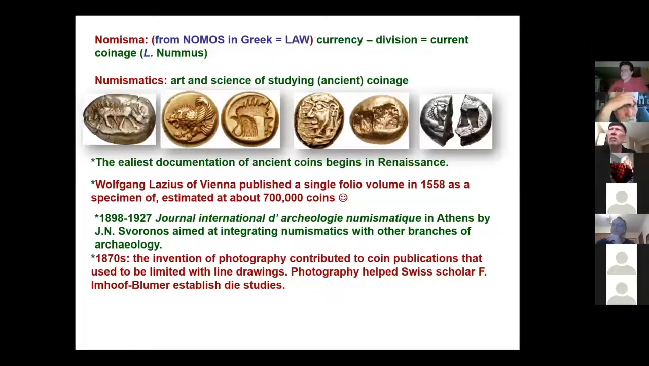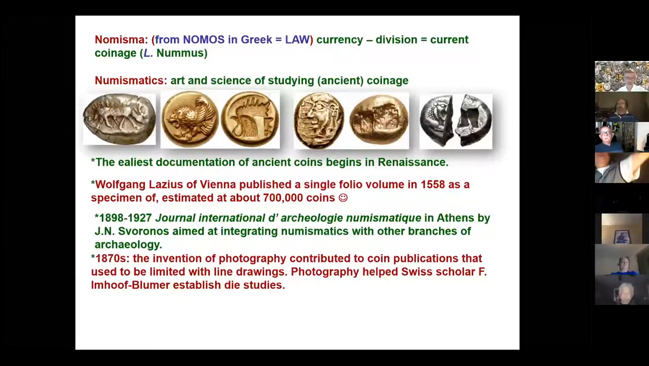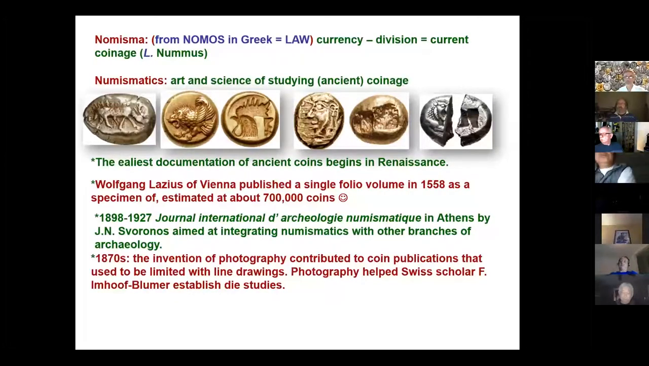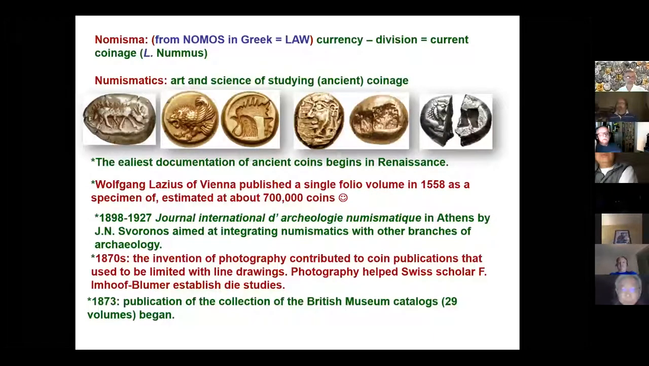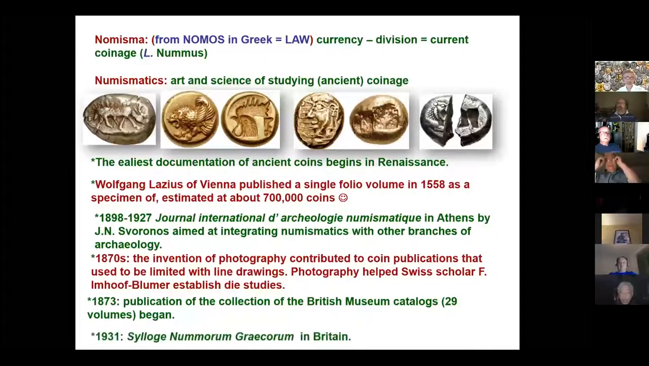Photography helped Swiss scholar Imhof Blumer establish dye studies. So Imhof Blumer was one of the earliest scholars who went into detail studying different dyes. In 1873, the British Museum started publishing its own collection, a catalog of 29 volumes. There are still valuable and great references.